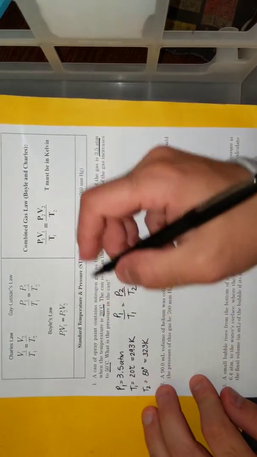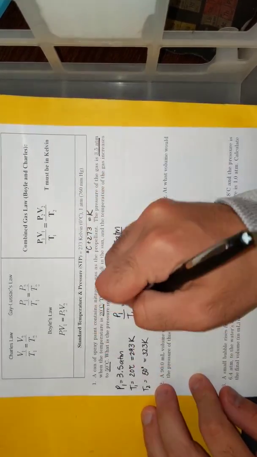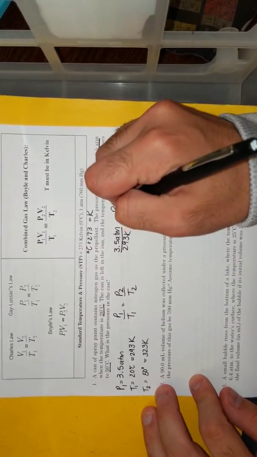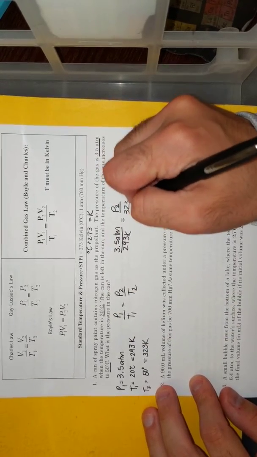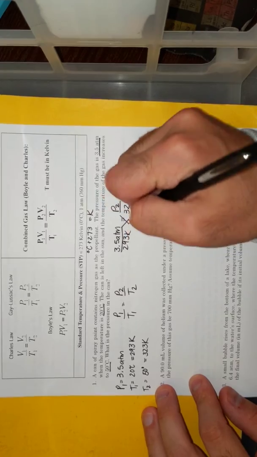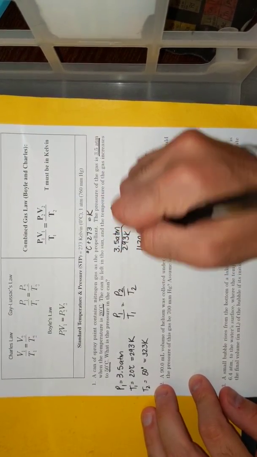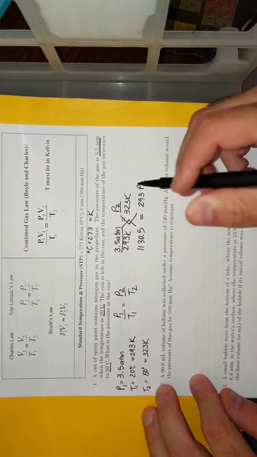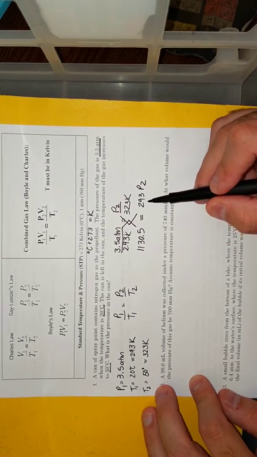And so now all I'm doing is plugging and chugging. So P1 goes here, so I'll have 3.5 atmospheres over T1, which will be 293 Kelvin, equals P2, which I'm solving for because it says what's the new pressure, over T2, which is 323 Kelvin. If I cross multiply and divide, first I'll get 1130.5 equals 293 P2, right? So all I did was cross multiply, and then now I'm going to try and divide.